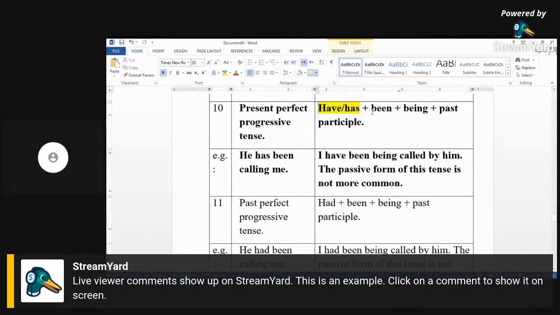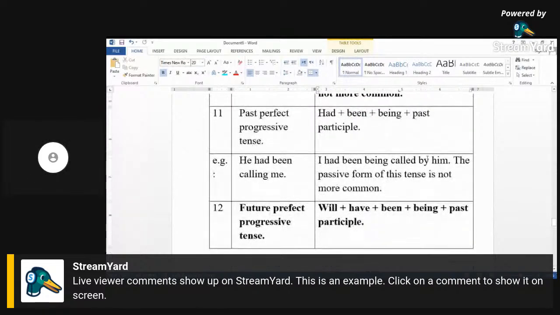We have has been, we have being, and extra being, as I mentioned earlier in the past participle. I have been being called by him. The passive form of this tense is not very common. So this is not formal. We cannot generally use this passive voice. So it is not necessary to focus on how we should change a present perfect progressive tense into the passive voice. Be sure that it is not very common.